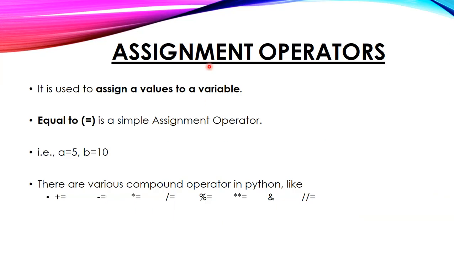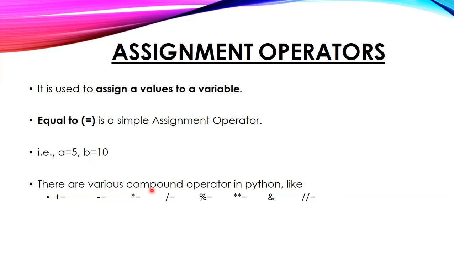The next is the assignment operator. It is used to assign a value to a variable. The operator used for assignment is the equal to symbol. See the example, a is equal to 5 and b is equal to 10. Here a and b are variables and 5 and 10 are values. The value is assigned to a variable. That's why a and b are variables and 5 and 10 are values, by using the equal to operator, which is called the assignment operator.